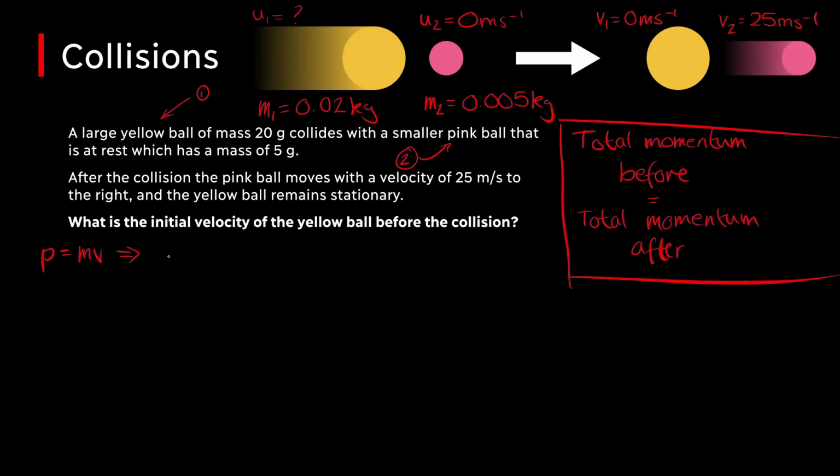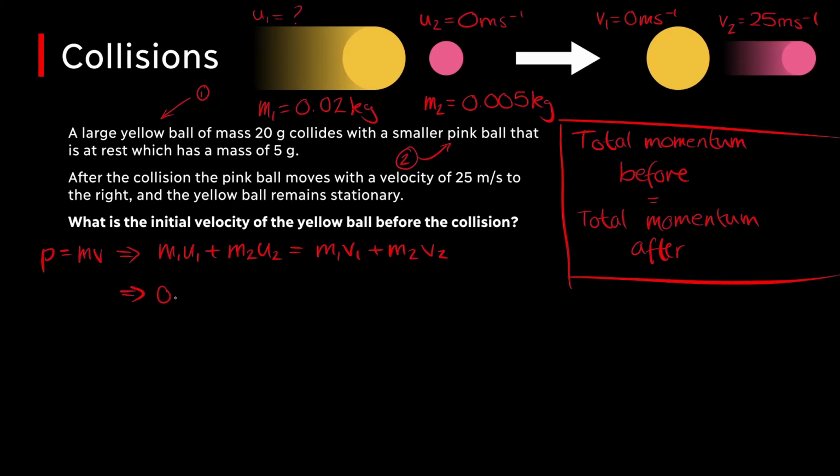and using the principle of conservation of momentum, we can say that the mass of the yellow ball multiplied by its initial velocity, add the mass of the pink ball multiplied by its initial velocity, is equal to the mass of the yellow ball multiplied by its final velocity after the collision, add the mass of the pink ball multiplied by its final velocity.